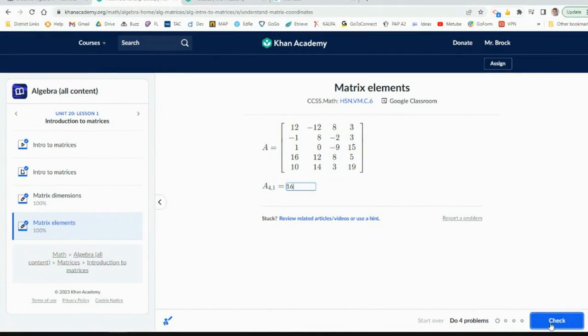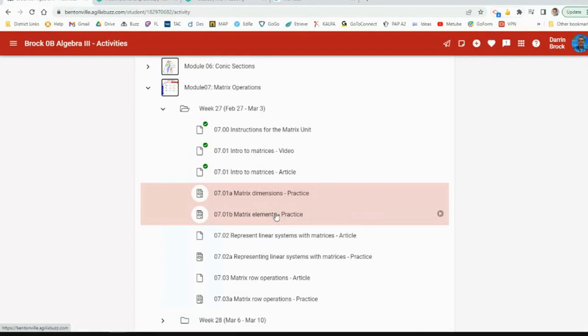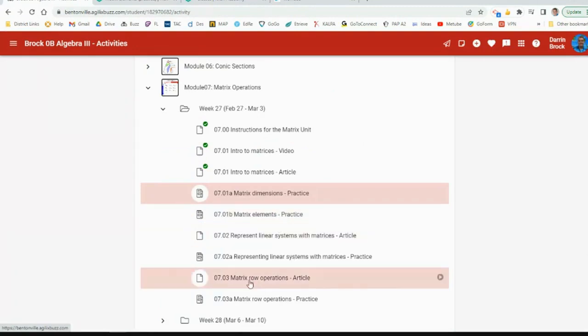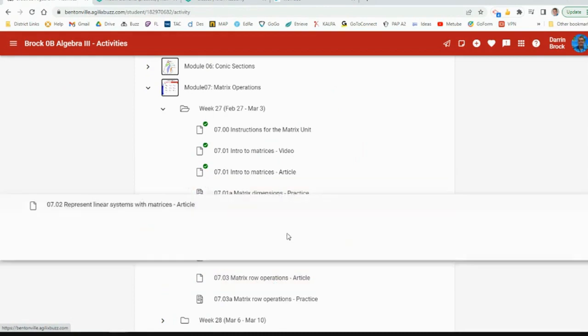And I can check. Oh, and it got good work. You owned it. Onward. So you can check your answer before you go, and then go to the next question. So that's your practice assignments that are assigned in there. The other things we have in here are representing linear systems. There's an article on that, and matrix row operations. So let's take a look at that real quick.